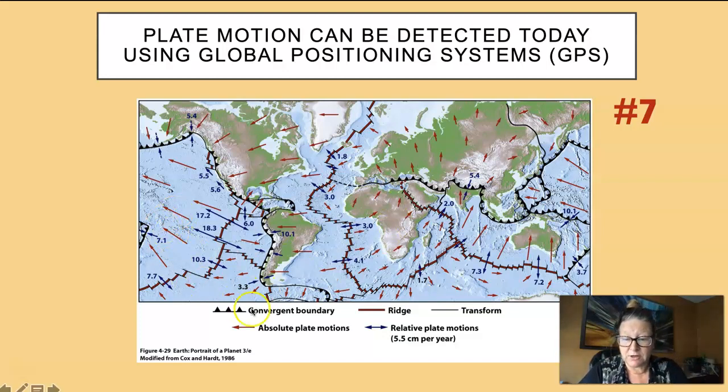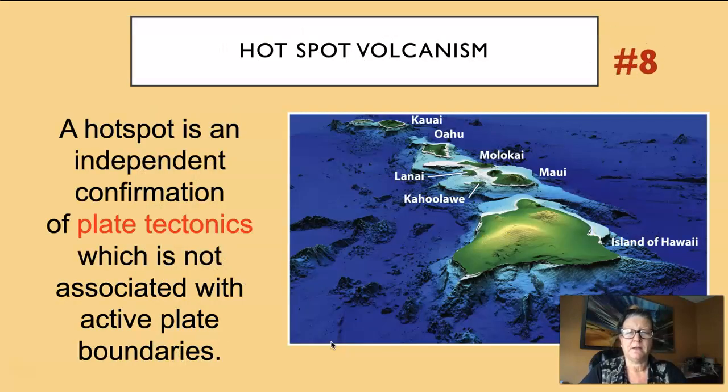The other things shown here in red are the absolute plate motions relative to some fixed position inside of Earth. We're not going to worry about that. But we can definitely use GPS to determine where land has moved year after year after year. Now, hotspot volcanism was spoken about in the last video, but we're going to add this one in as well, just to make sure you're clear on it.